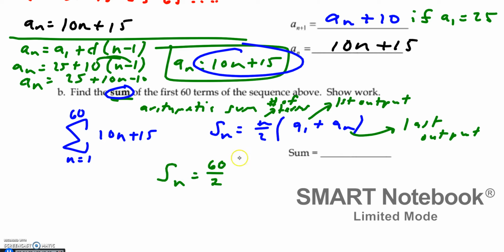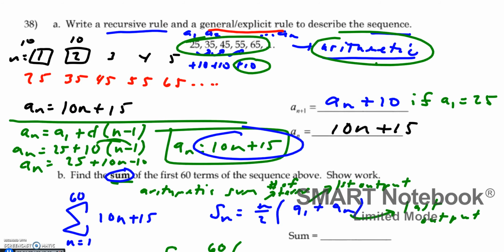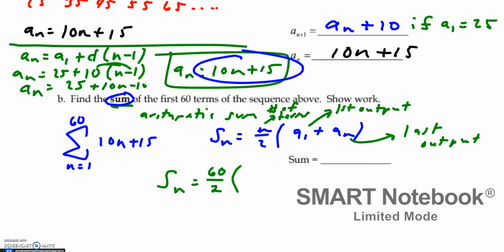So I'd have 60 over 2 times my first term. You could find it two ways. Either you could look back at the original and say that the first term is 25, so you'd plug in 25 here for a sub 1, or you could plug 1 into my 10n plus 15, and if I do that, I also would get 25.